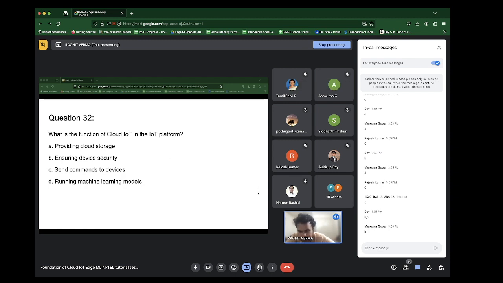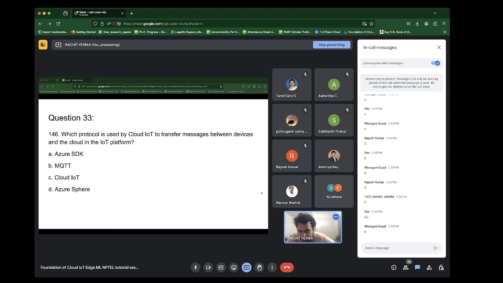It does not exactly provide cloud storage either. That happens later after the messages have been received. I had a question, like what is device provisioning? It is part of cloud IoT, but it was written under use cases, device provisioning. What is device provisioning?